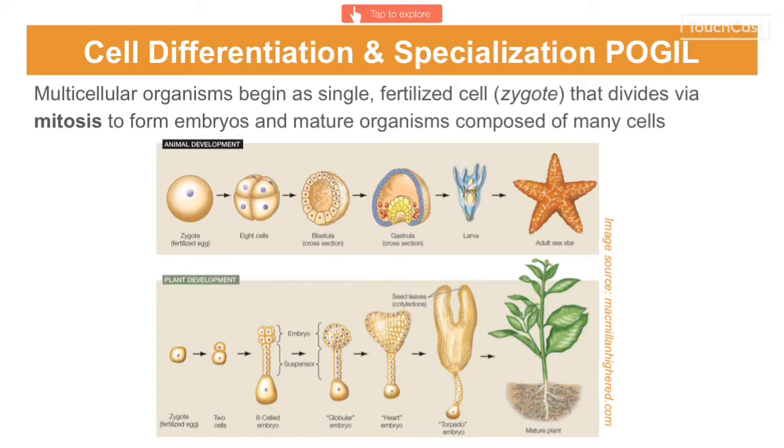Now this is true for all multicellular organisms. There's a model here showing you the animal development, and this one's for an adult sea star, right? And there's one on the bottom that just shows you plant development. Now, while their pathways might look a little bit different, you can see that both of them begin with that zygote and divide over and over again until there's enough cells to form this complex organism.